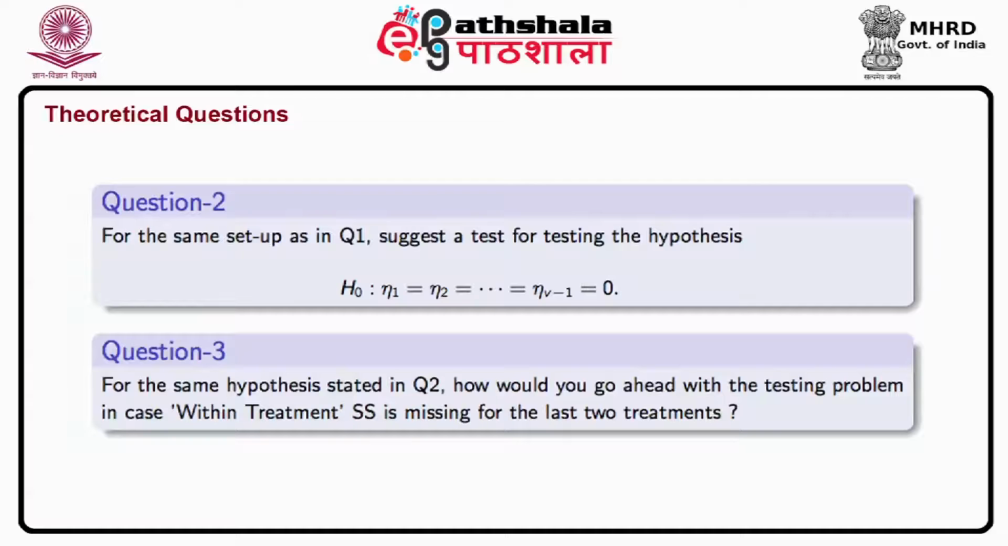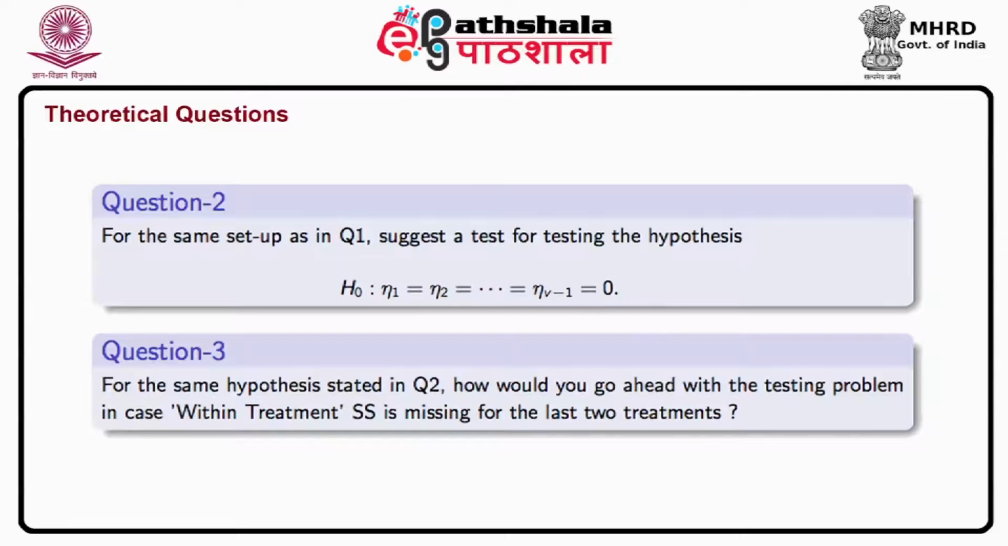Question number 2 says, for the same setup as in question 1, suggest a test for testing the problem eta 1 equal to eta 2 equal to eta v minus 1 equal to 0. So given the model in terms of tau 1, tau 2, tau v, I form my estimation problem in terms of eta 1, eta 2, eta v minus 1 defined above. How can I test the hypothesis eta 1 equal to eta 2 equal to eta v minus 1 equal to 0? So I have to develop a test in terms of eta.